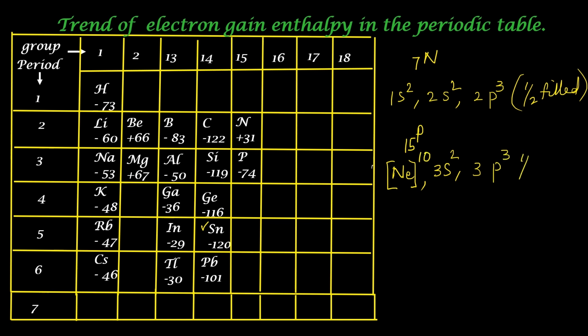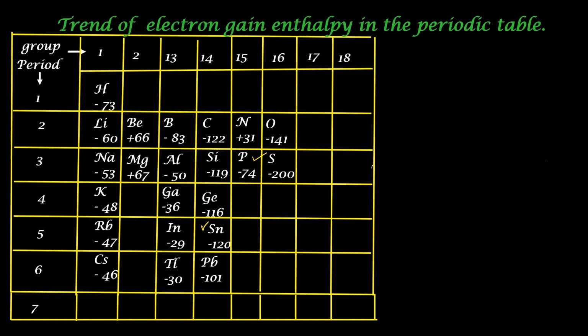For phosphorus also, the outermost shell is half filled. From electron distribution, we find that both are stable. But for phosphorus, the electron gain enthalpy is negative and for nitrogen it is positive. Nitrogen is a smaller atom, but in spite of that, the nuclear charge of phosphorus is much greater. So it can easily attract the incoming electron into it.